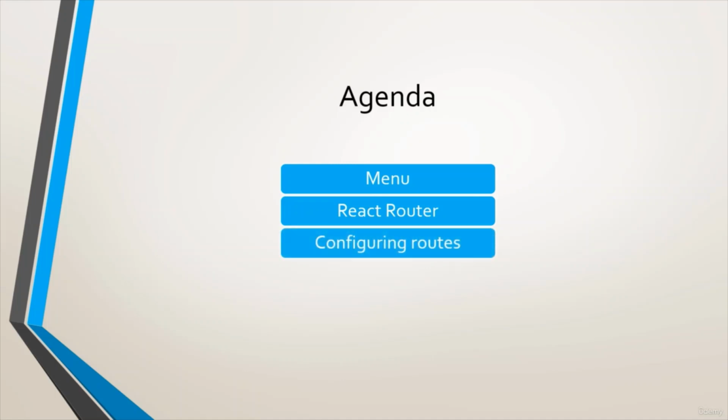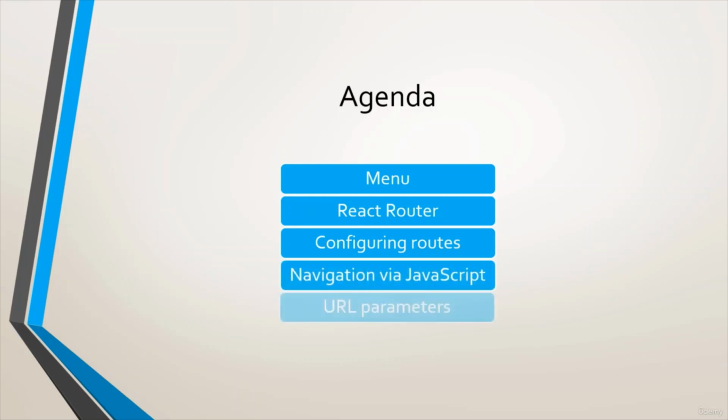Later, we will learn how to configure the routes in a file other than the app component. We will also build almost all of the pages of our application. Then, we will navigate using JavaScript. We will also work with parameters in the URL to read information from it. Finally, we will learn how to work with non-existent routes. We will start this module by building the menu component.